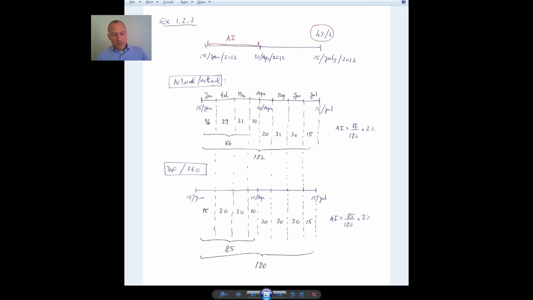Alternatively, if the market specifies that we use a 30 over 360 days basis, what I do is assume every month has 30 days. So I count the days here again, assuming January has 30 days, so just 15 days. Then February has also 30 days, and so on. And that gives me 85 days in the numerator, 180 days in the denominator, and I compute the accrued interest like that. Okay. All right. So I'll stop here and then continue in a second video.